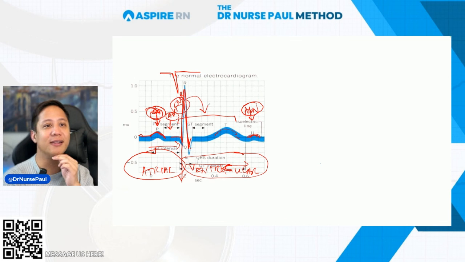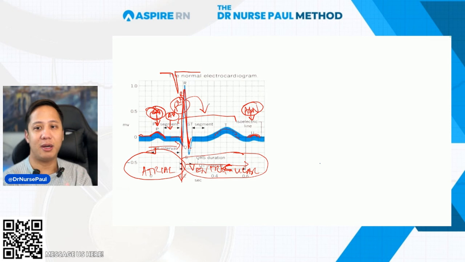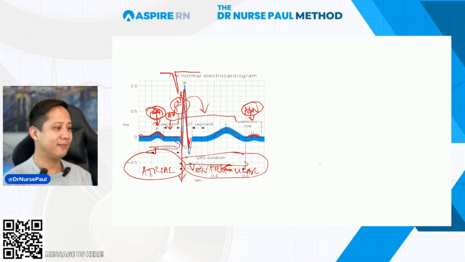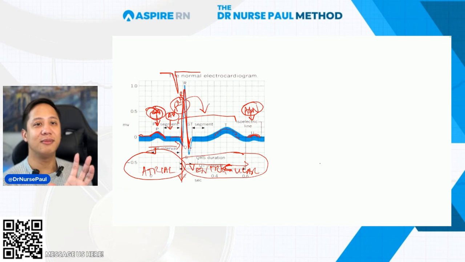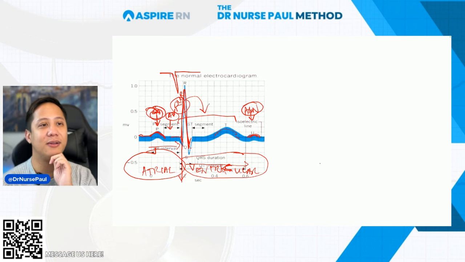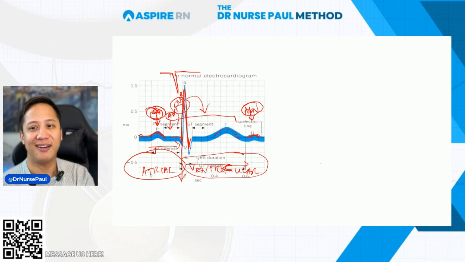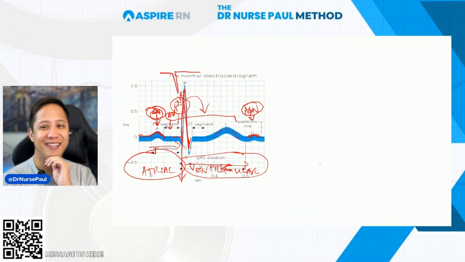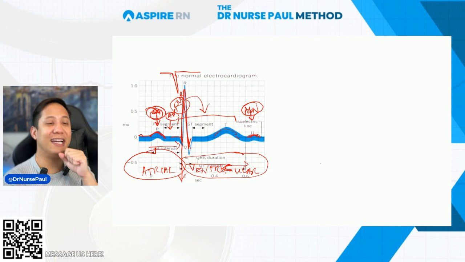SA node. Very good. How about PR? PR talks about AV node. Again, P wave talks about SA node. PR interval talks about AV node. QRST talks about Purkinje or ventricular. You guys understand it? Yes or no? All right, this is an overview.